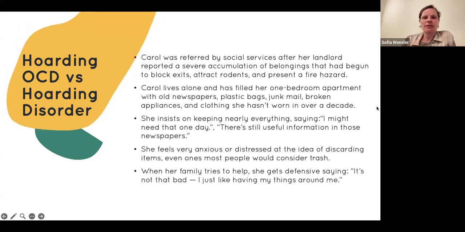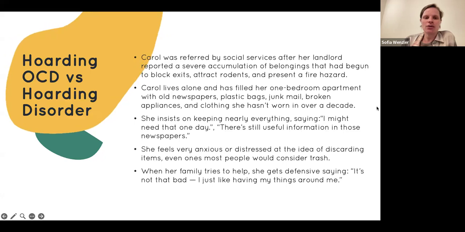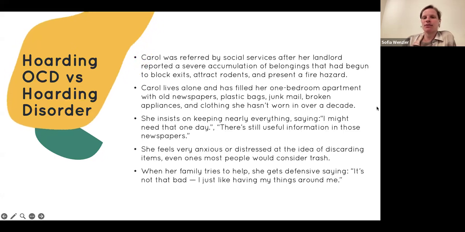Carol was referred by social services after her landlord reported a severe accumulation of belongings that had begun to block exits, attract rodents, and present a fire hazard. Carol lives alone and has filled her one-bedroom apartment with old newspapers, plastic bags, junk mail, broken appliances, and clothing she hasn't worn in over a decade. She insists on keeping nearly everything, saying, I might need this one day. There's useful information in those newspapers. She feels very anxious or distressed at the idea of discarding items, even ones most people would consider trash. When her family tries to help, she gets defensive, saying, it's not that bad. I just like having my things around me.